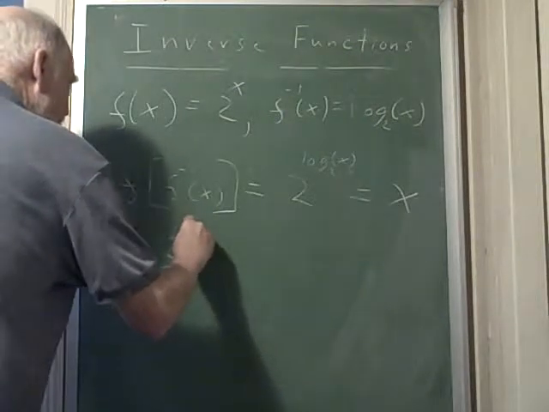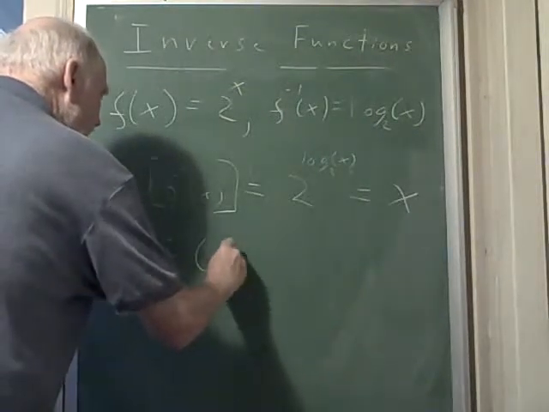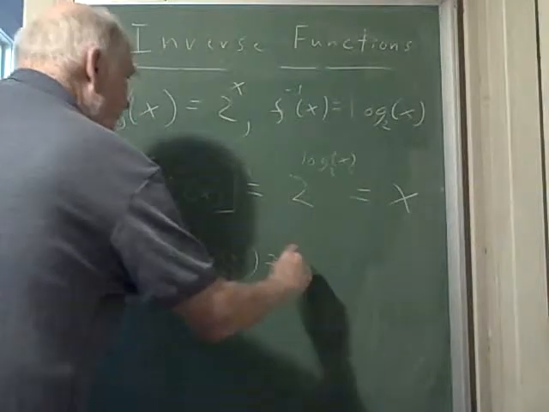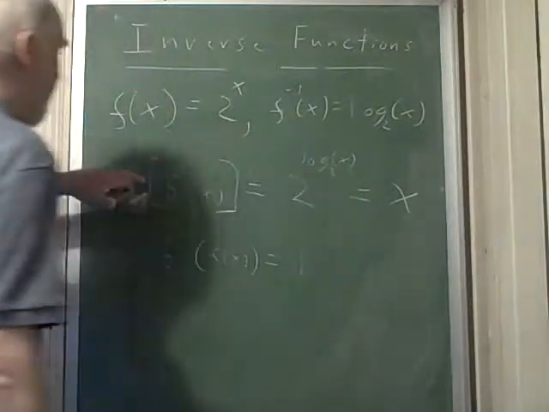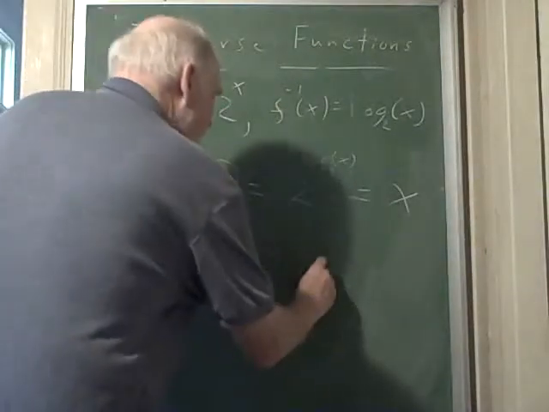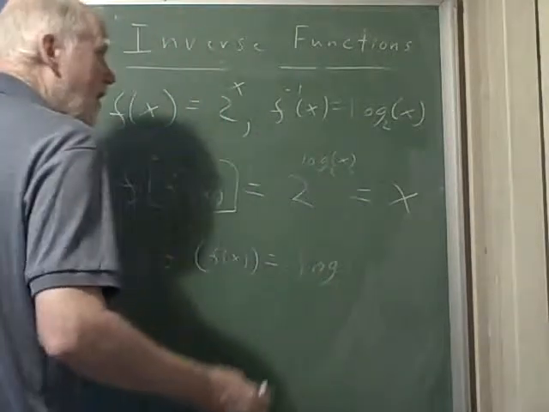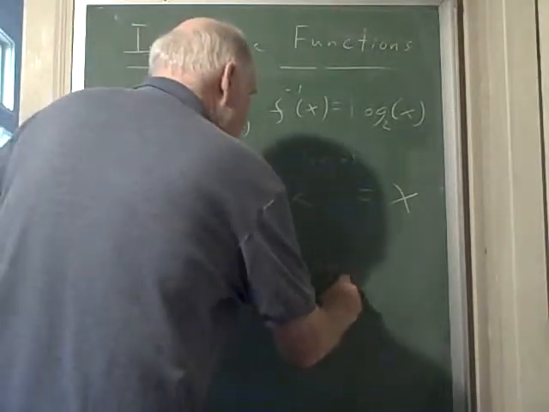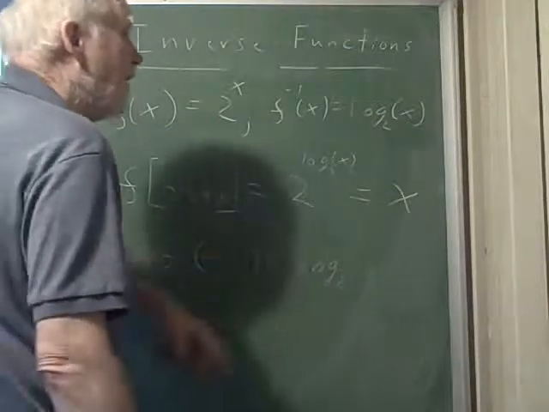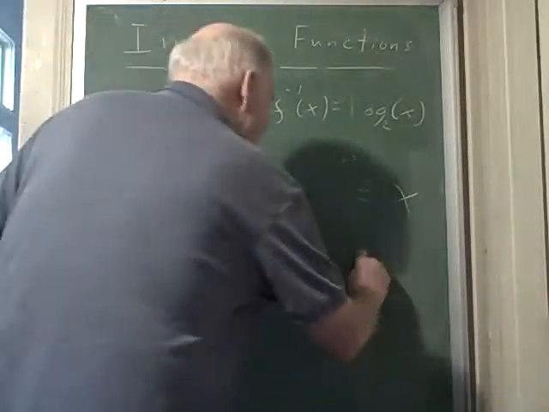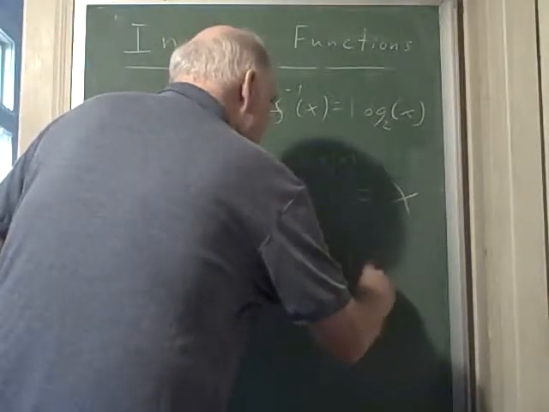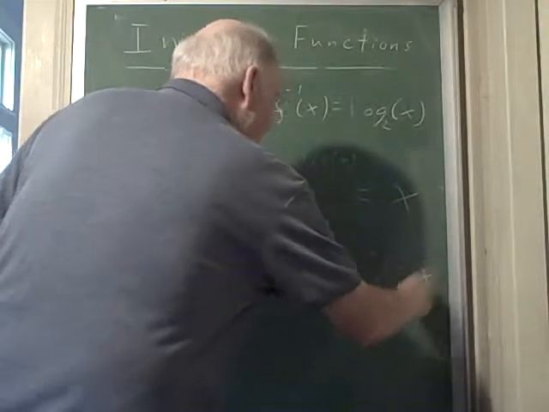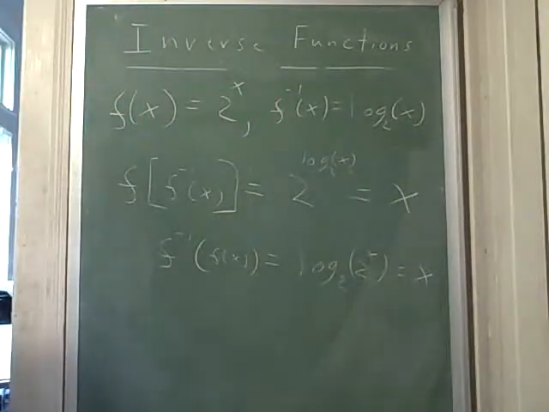Likewise, f inverse of f of x equals the log base 2 of 2 to the x, since log base 2 is the inverse of 2 to the x, and that equals x. And that allows us to cancel those out.